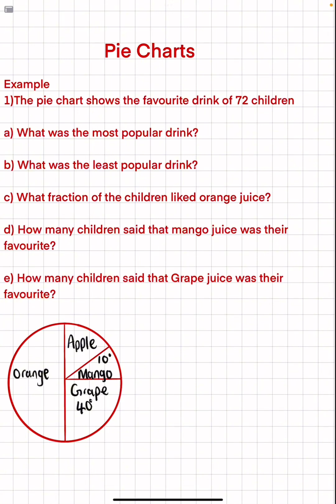Here is another example. It says the pie chart shows the favourite drink of 72 children. Part A says what was the most popular drink. Here is the pie chart. The largest angle sector is orange, so orange was the most popular drink. Part B says what was the least popular drink. The smallest angle sector is mango, so mango was the least popular.